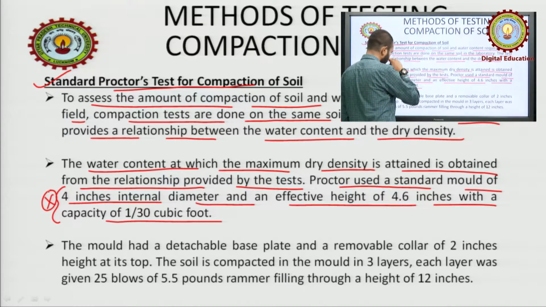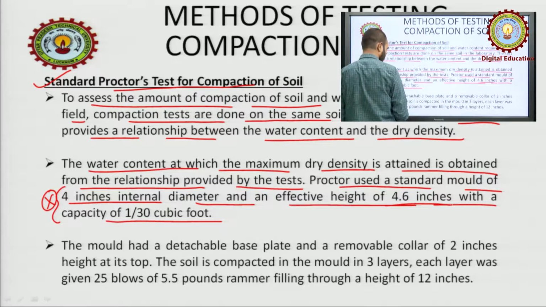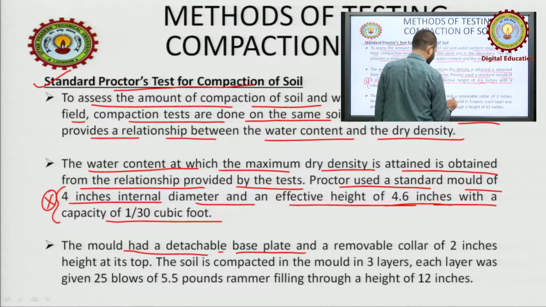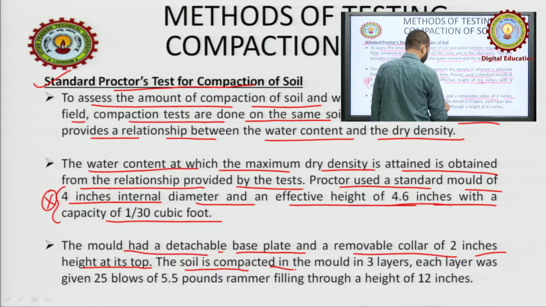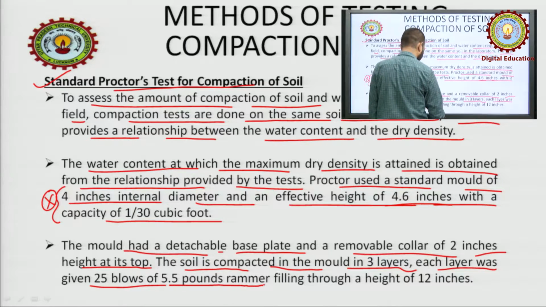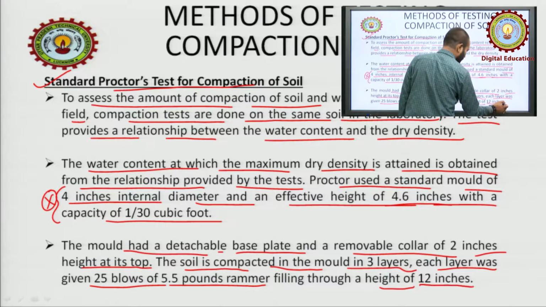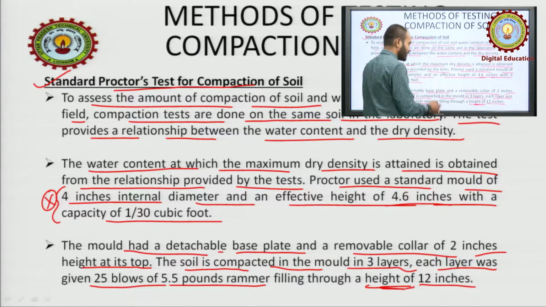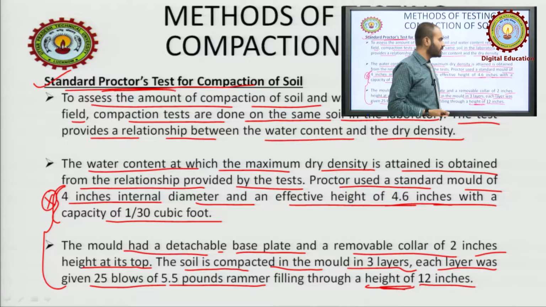We don't use these Proctor standard inches and all. I will show you what we use in the later part. The mold had a detachable base plate and a removable collar of 2 inches height at its top. The soil is compacted in the mold in 3 layers, each layer having 25 blows. A 5.5 pound rammer is used to compact it with a 12 inch height of fall. This was the standard Proctor test, which was the first test to carry out compaction in the field.